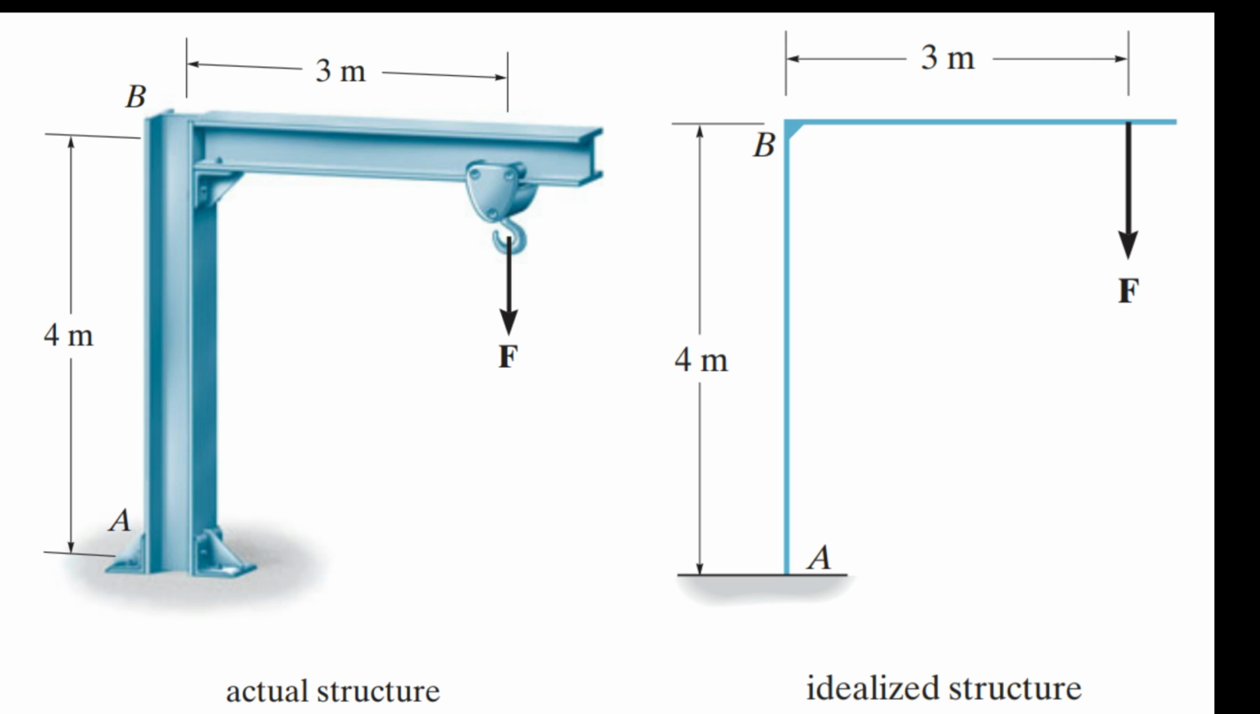But what about the load, denoted as F, hanging from a hook that runs on rails along the beam's bottom flange? Well, for analysis purposes, we can simplify this as a single point load acting downwards on the beam at a specific distance from the column. Namely, in this drawing, we can see it is 3 meters.